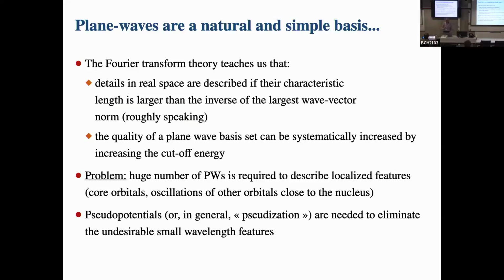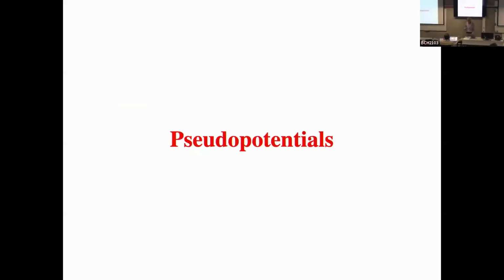The problem that you have in doing that is that if you have a strong oscillation, you need a lot of plane waves to describe that, and that's very annoying, especially to describe the core orbitals or oscillation close to the core orbitals. And so pseudopotentials are used to get rid of that. And this pseudization kind of eliminates the need for quickly varying wave functions. So how is it done?